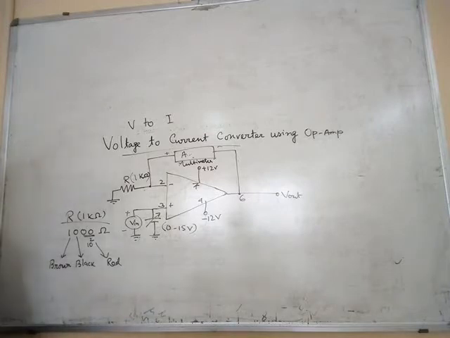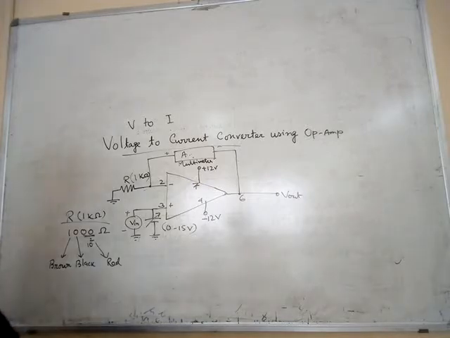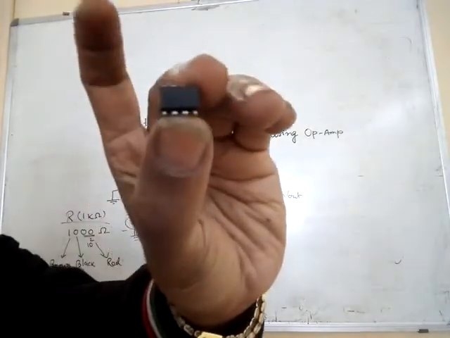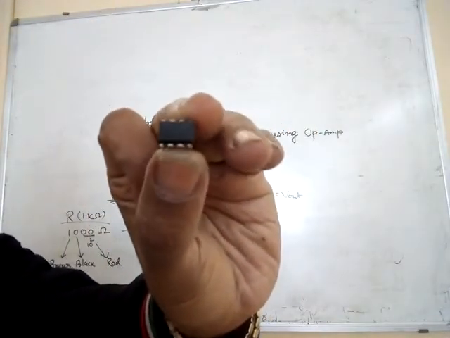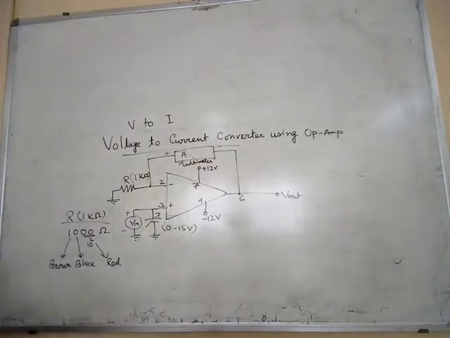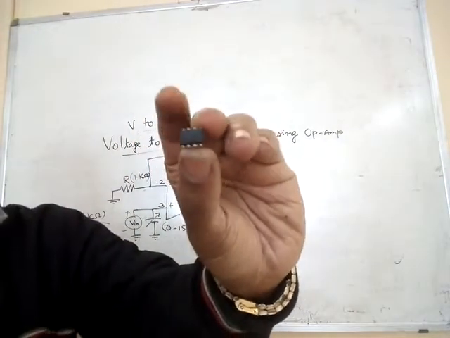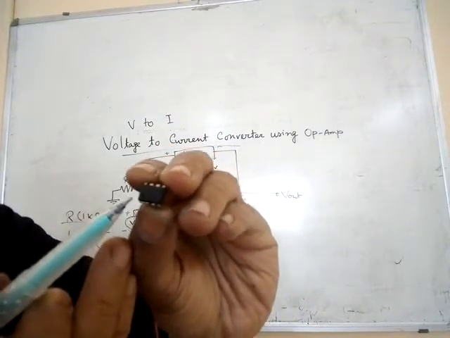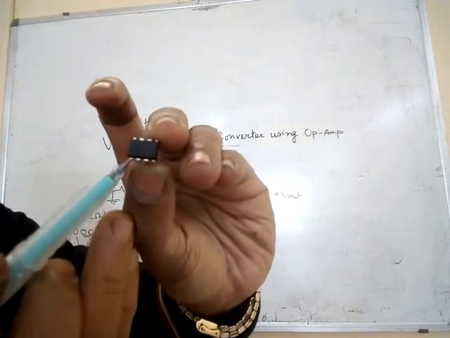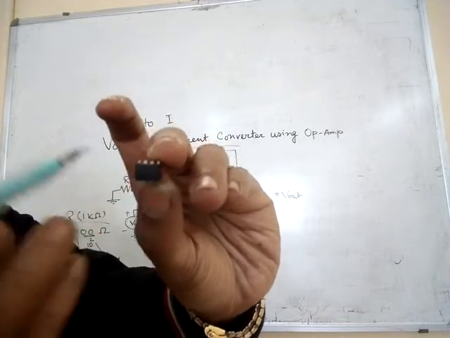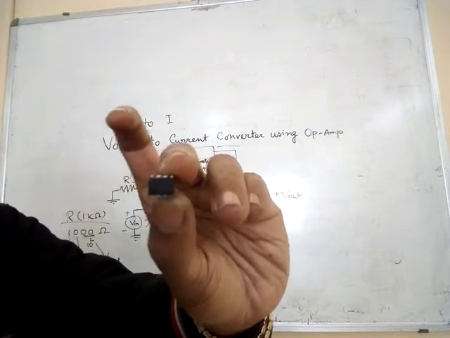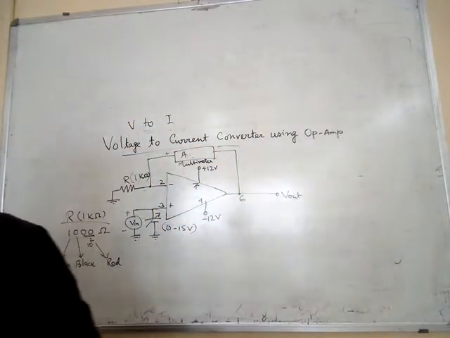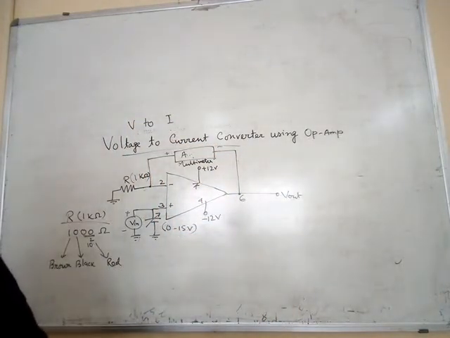Now I want to show the components. It is 741 op-amp IC. You can see it is the notch. Below the notch you have to count 1, 2, 3, 4, next 5, 6, 7, 8. The IC number is 741.